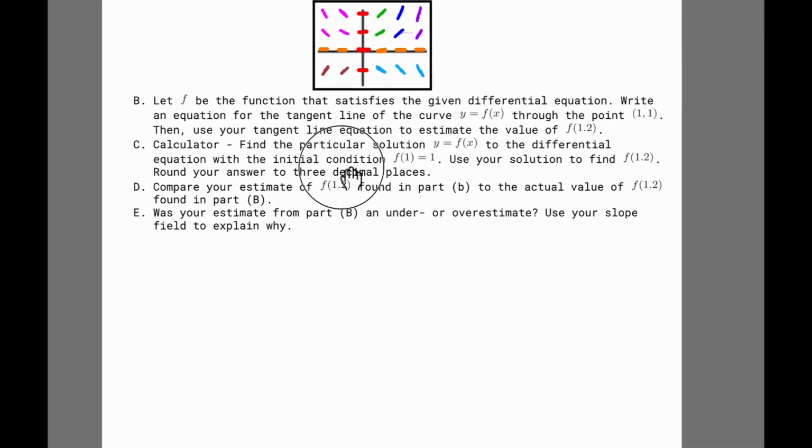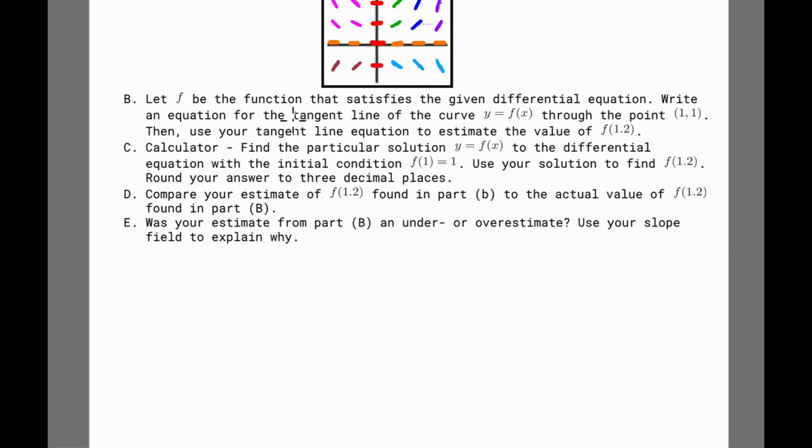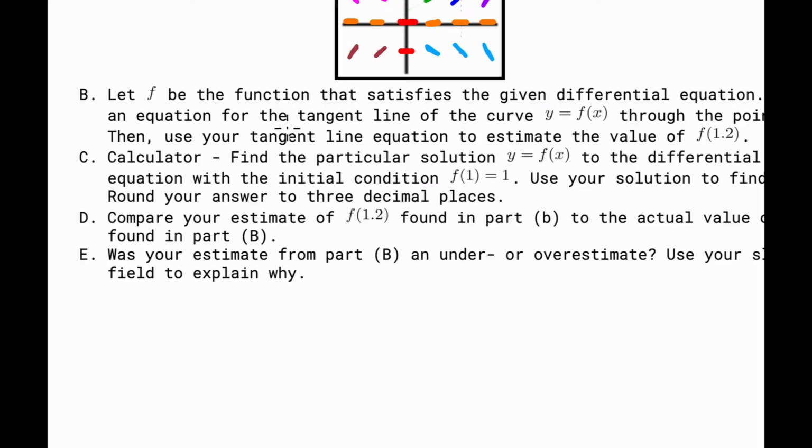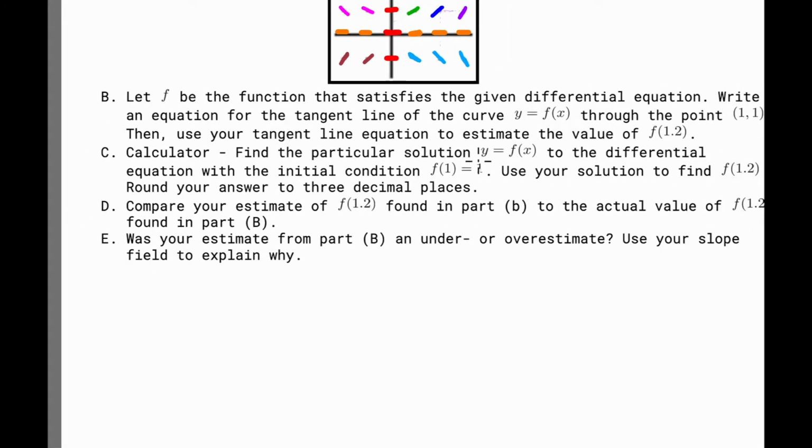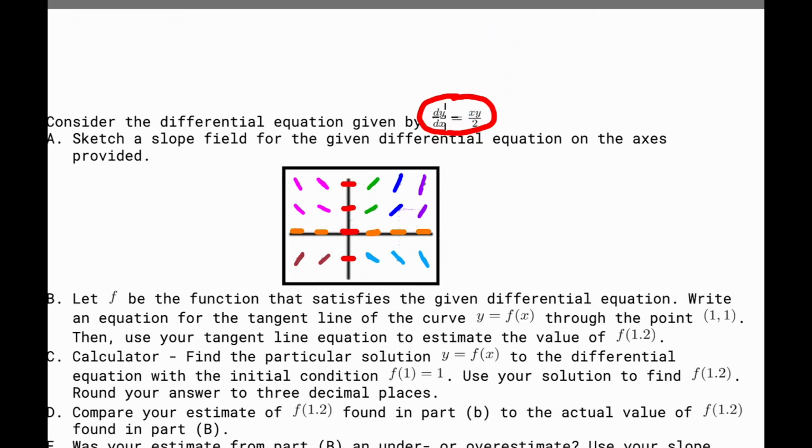For part B, it says let f be the function that satisfies the given differential equation. Write an equation of a tangent line of the curve y equals f of x through the point 1, 1. So I'm going to write that down here. So this is part B. So basically we're figuring out the equation of a tangent line. So we want the y equals mx plus b for a point that's going through 1 comma 1 and has that differential equation, the given differential equation right here.